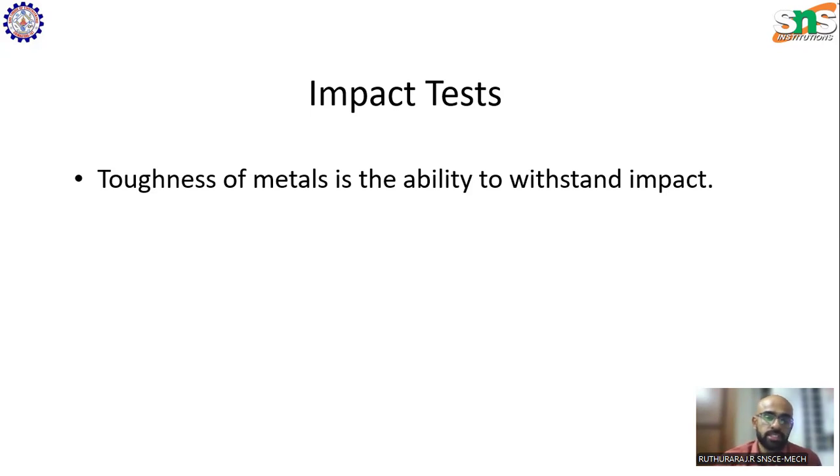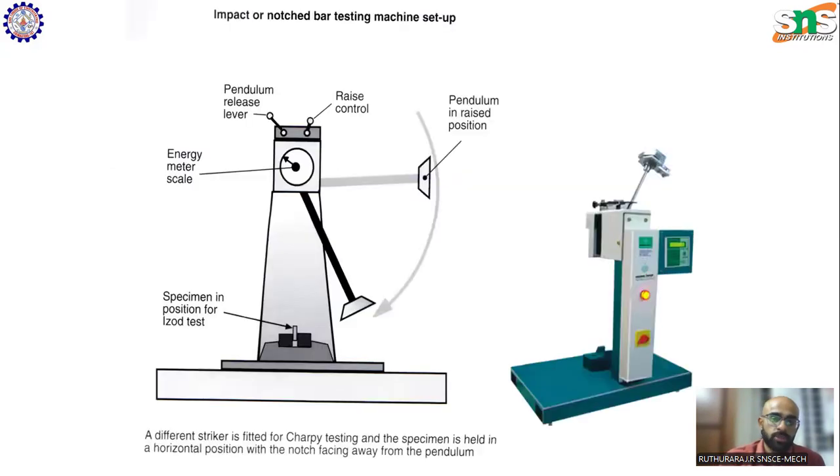So how do we test the toughness of a material? We'll see now. There is an impact testing machine. The test is called Charpy testing. This is similar to your UTM machine. Here there will be a hammer. As you can see in this image, there will be a hammer which will strike the workpiece to measure the impact strength. The load at which the specimen breaks is the impact strength of the material.